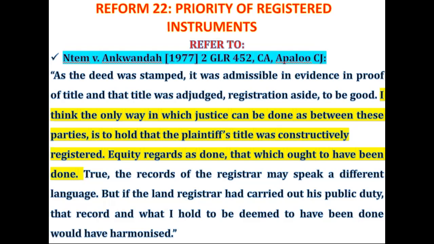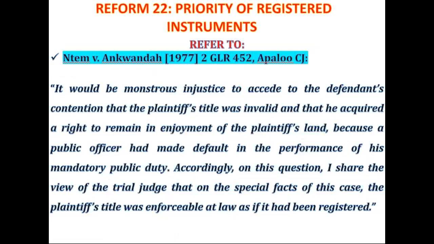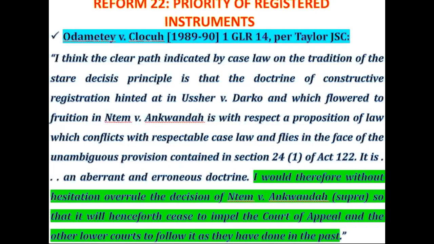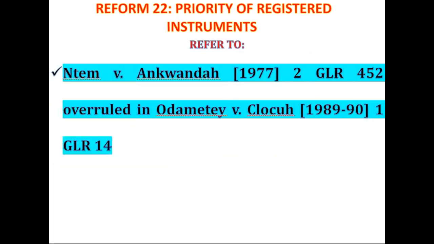But Apaloo was overruled. Apaloo was overruled in the case of Odamte and Kroku, reported in 1989-90 One Ghana Law Report at page 14, because what Apaloo did was contrary to the statutes. Statute has not given you permission. Why are you changing the law? So the holding in Intem and Inquanda was overruled in Odamte and Kroku, where they held that there was nothing like constructive registration.